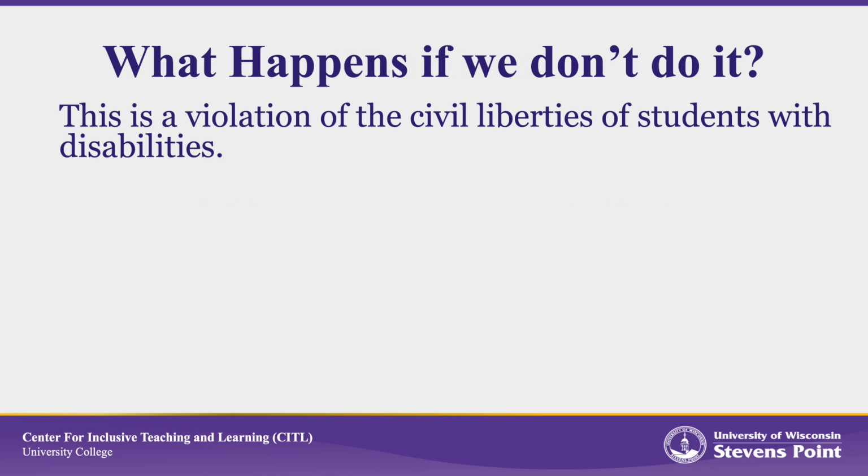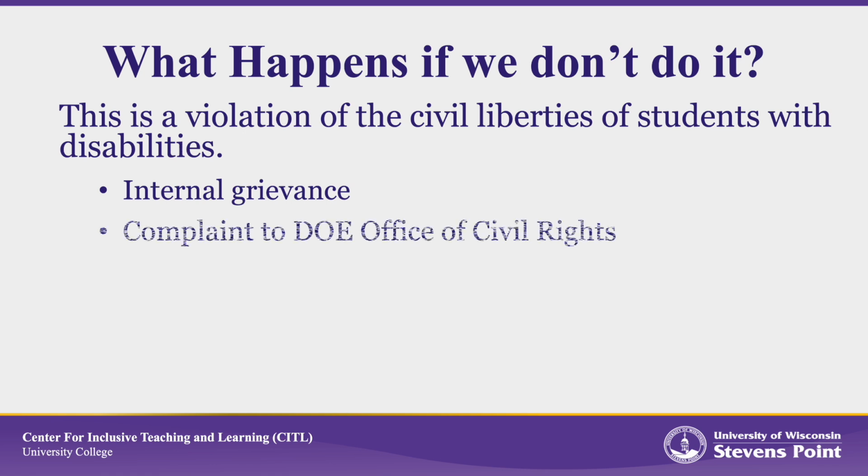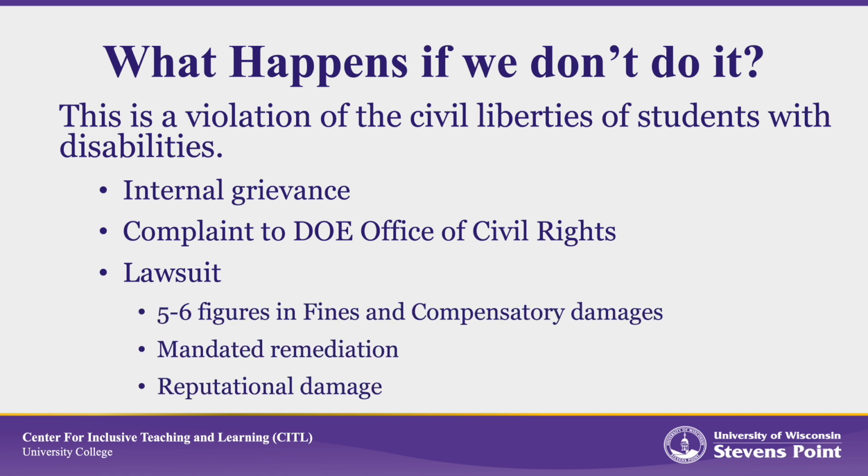So here we go. If we fail to comply with the law, we violate the civil rights of our students with disabilities. That could result in any or all of the following scenarios. An internal grievance might be filed, which we have to track and report to our accreditors. A student might file a complaint with the U.S. Department of Education Office for Civil Rights. This oftentimes results in time-consuming investigations. A student might file a suit in federal court. A settlement or judgment against us would likely involve fines and/or damages awarded to the plaintiff, totaling somewhere in the 5 to 6 figure range.